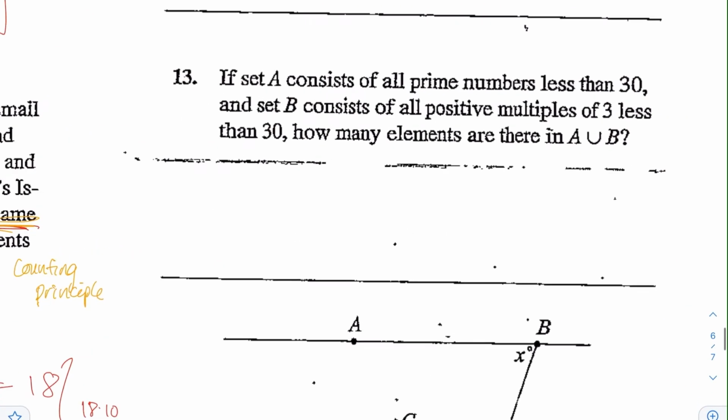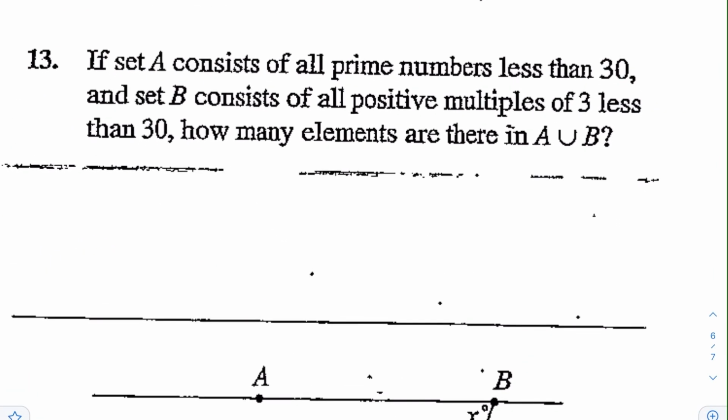All right, next for number 13. If set A consists of all the prime numbers less than 30, and set B is all the positive multiples of 3 less than 30, then how many elements are in A union B? So this is a union, and union means everything. So you can just write out the two sets. So for set A, you only want prime numbers.